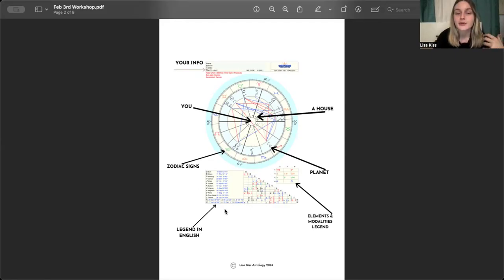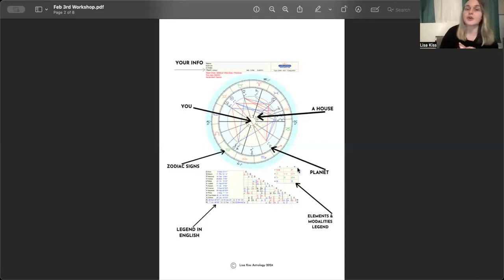Down here at the bottom, we have what I call the legend in English, this little slope thing that's right here with all these little shapes. That's what's describing the aspects. That's what all the lines are that you see in the middle. And then the smaller legend is the elements and modalities legend.